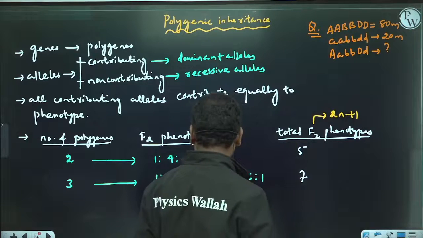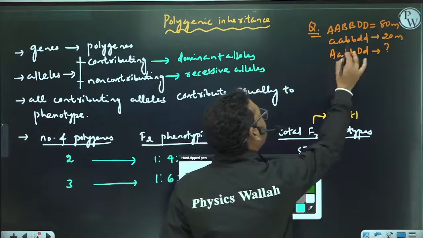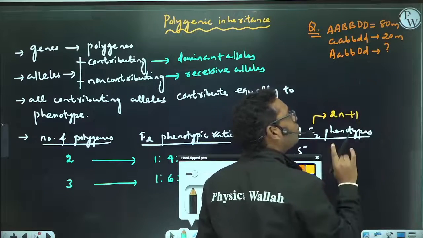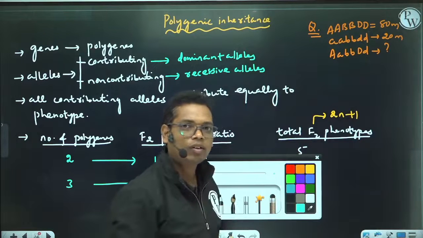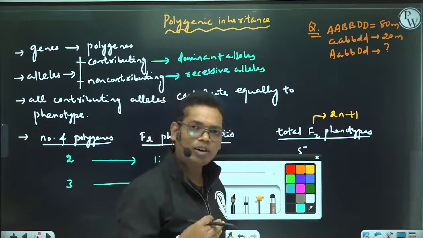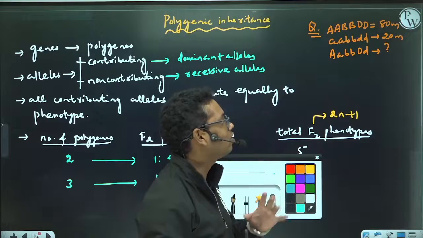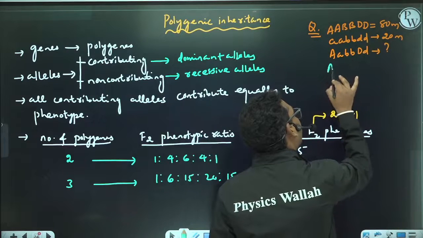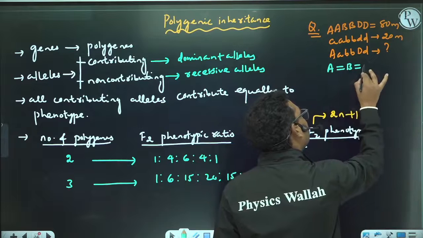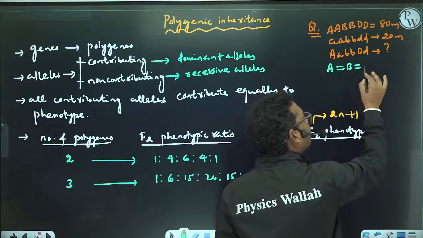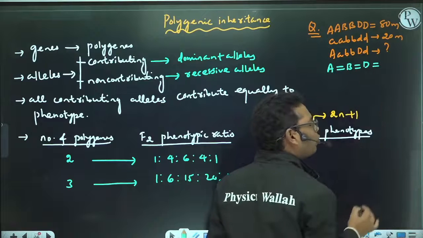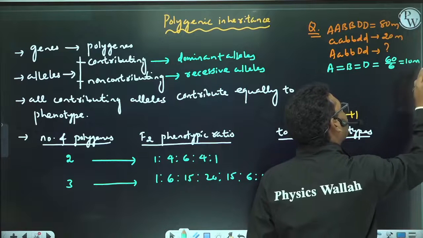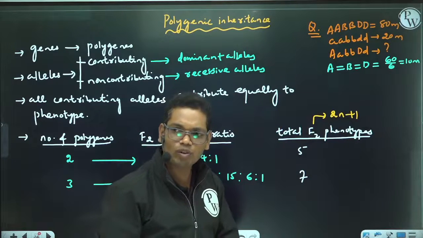This is very easy. Let me solve this for you. You can see how many contributing alleles are there? 6 contributing alleles are there. Here no contributing allele, that means the minimum height will be 20. When 6 contributing alleles are present, how much is contributed extra? 80 minus 20, that means 60 is contributed extra. And the contribution by A will be equal to B, and equal to D also. So 60 upon 6, that means every contributing allele will contribute 10 meters.